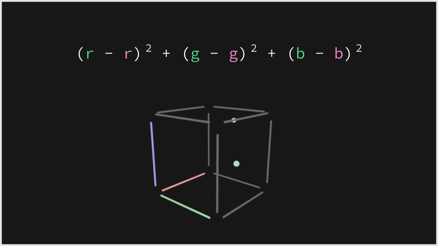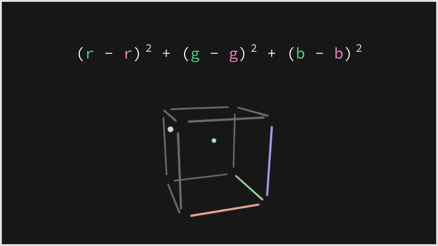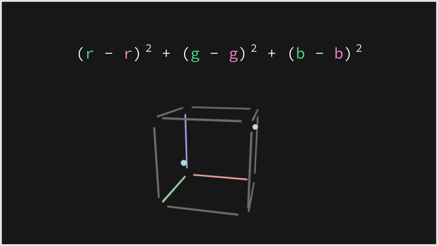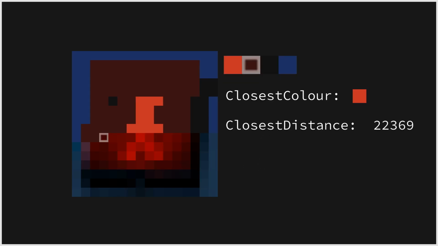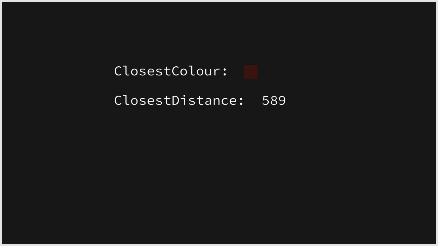We can actually get rid of the square root as well, since it doesn't change which color has the lowest value. If a color's distance is lower than that of the current closest color, it takes the place as the new closest color. Once every color in the palette is checked, the pixel is changed to whatever the closest color is. One other thing also happens.